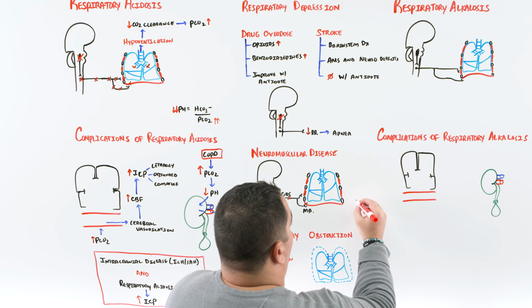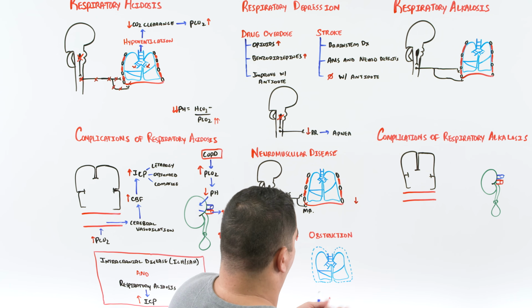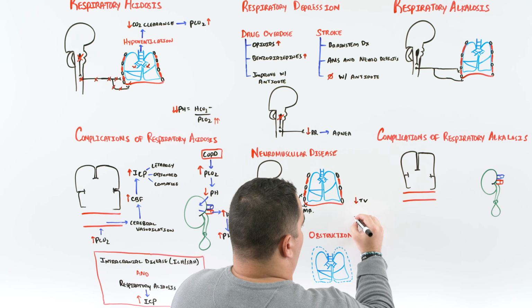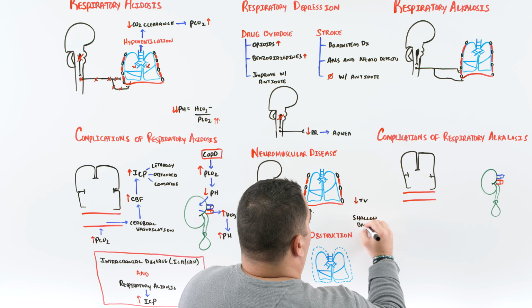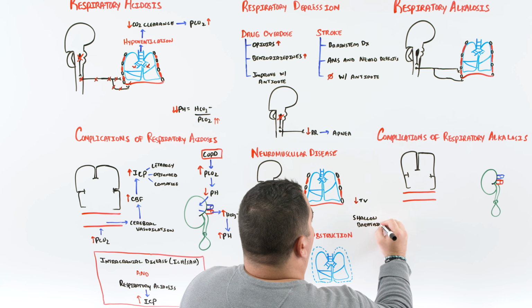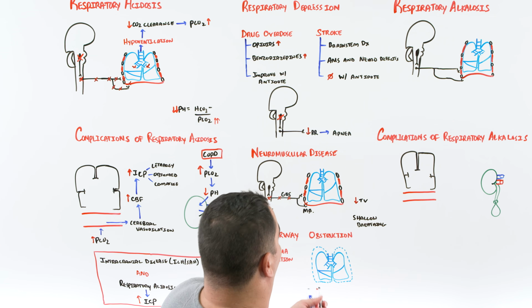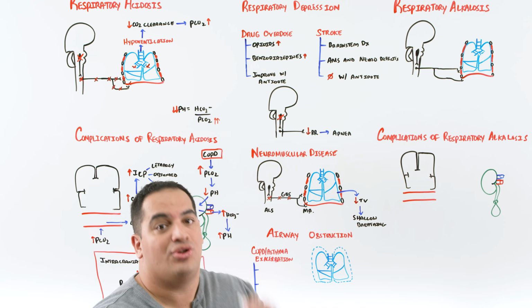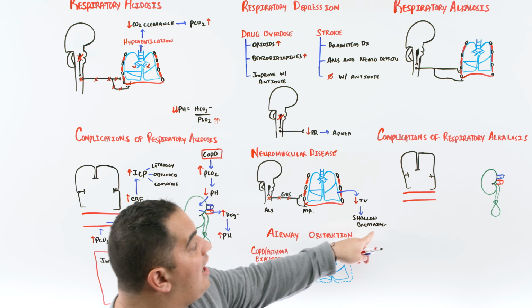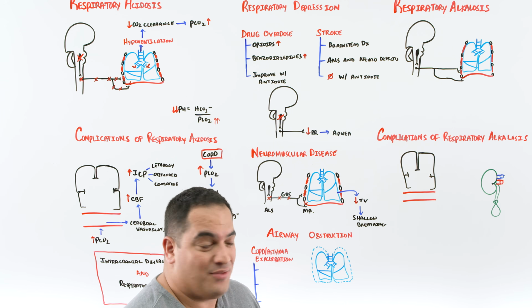So the big problem here is that these patients take in very decreased tidal volumes, or they have what's called shallow breathing. So it's not that they're not breathing, they're just not breathing very well. They take in very poor tidal volumes, or in other words, quotation, shallow breathing. And sometimes they compensate and breathe faster to help themselves with that.